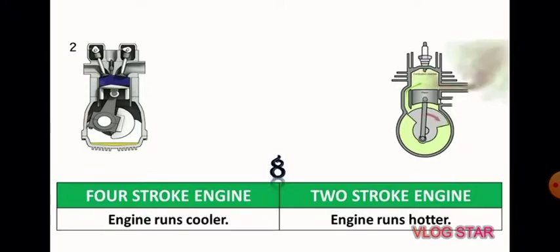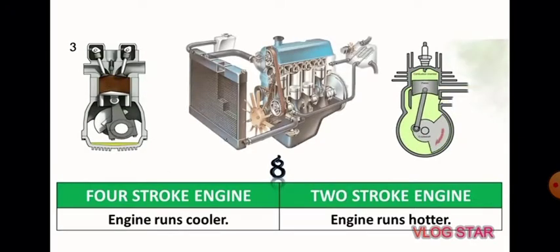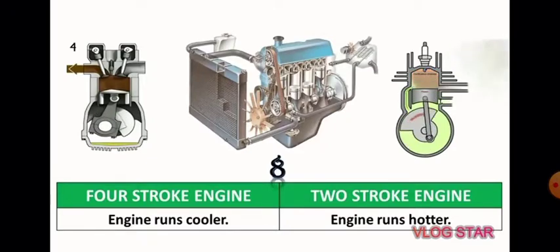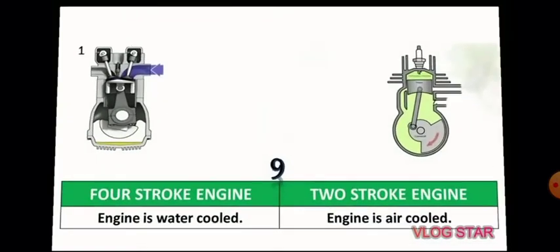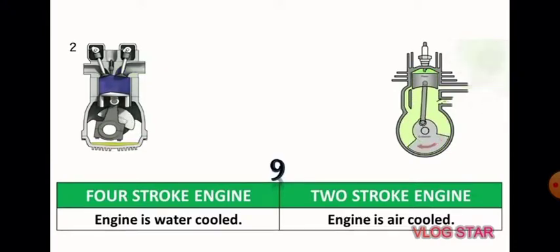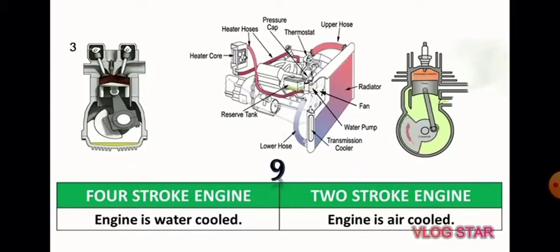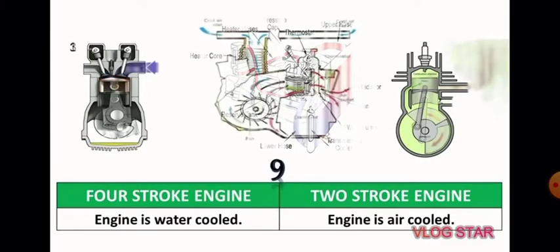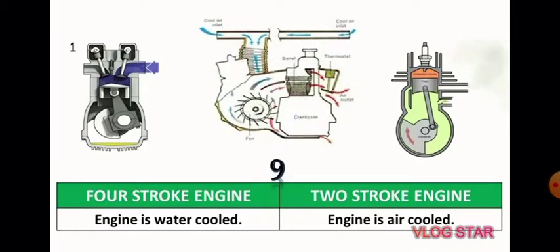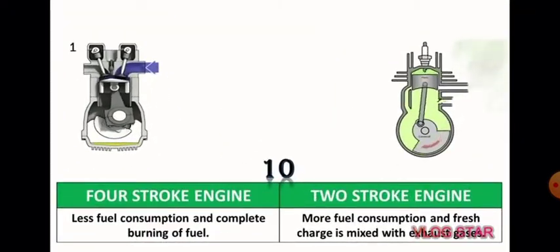The 4-stroke engine runs cooler due to the good cooling system we provide, as it has a much more efficient lubricating system, whereas a 2-stroke engine has none. The 4-stroke engine has a water cooling system, whereas a 2-stroke engine has an air cooling system. In 2-stroke engine fins are present, whereas in 4-stroke engine there is a water jacket present.